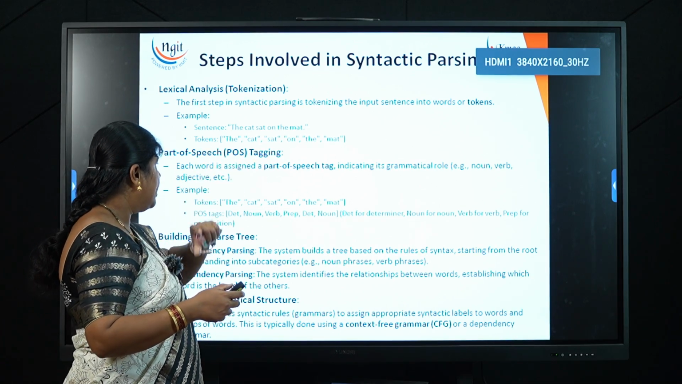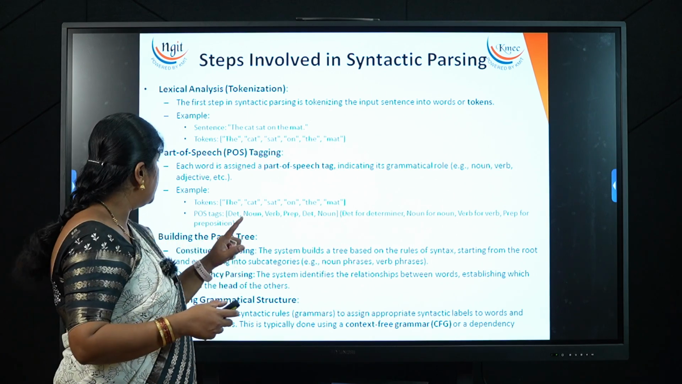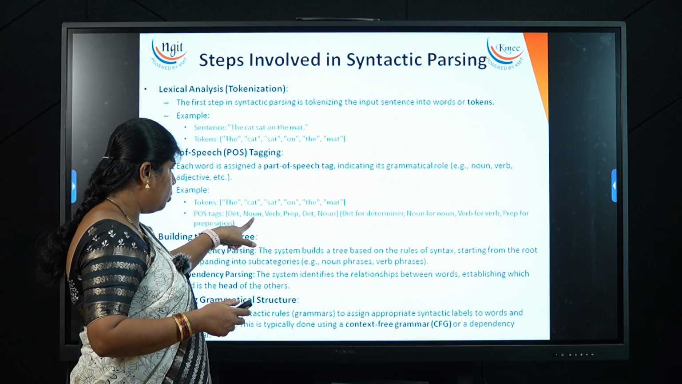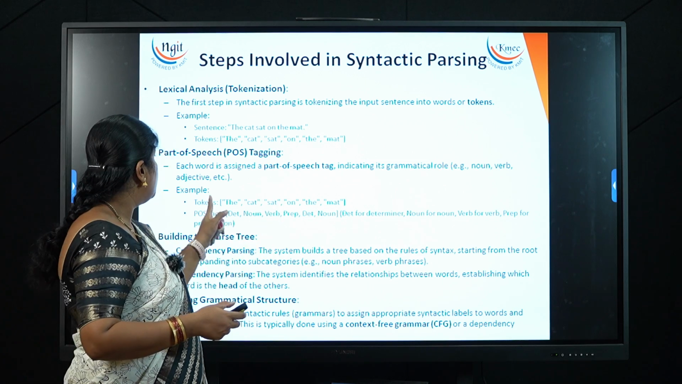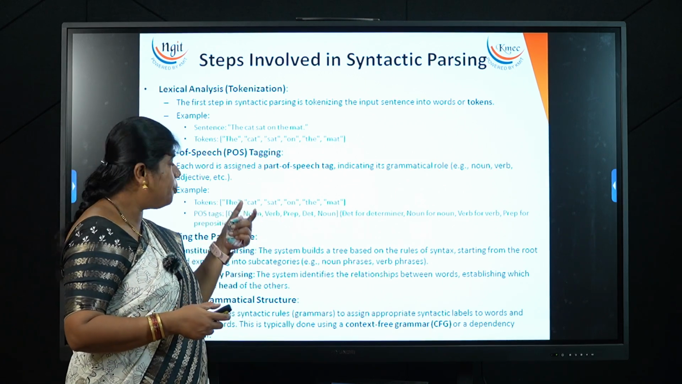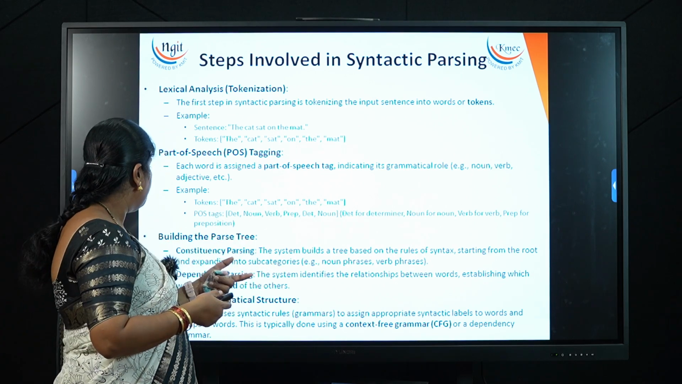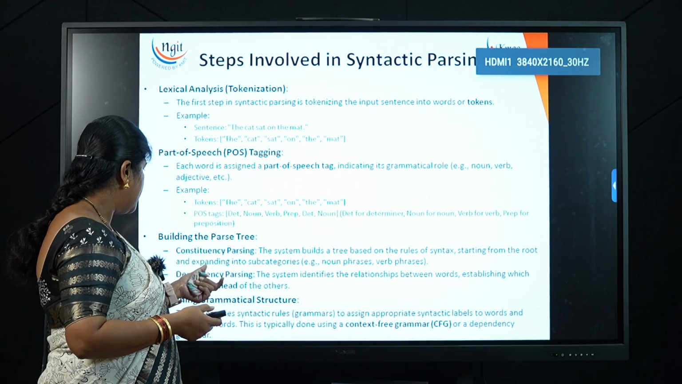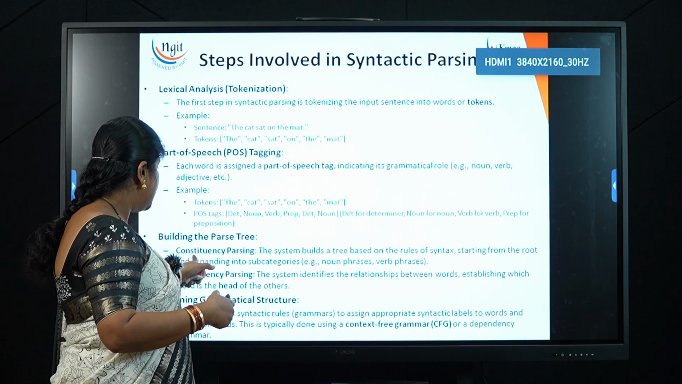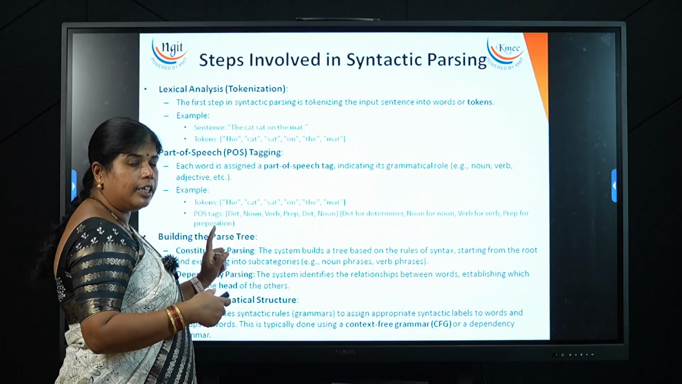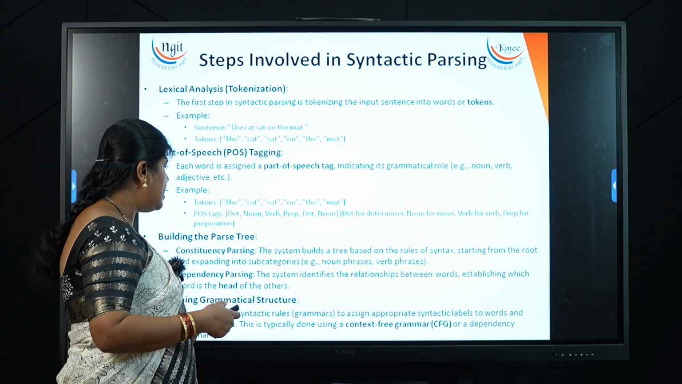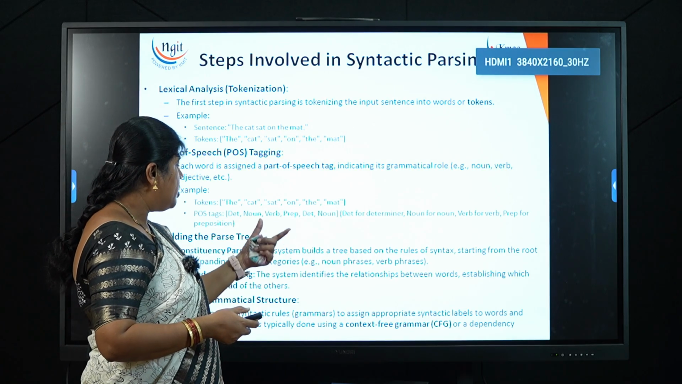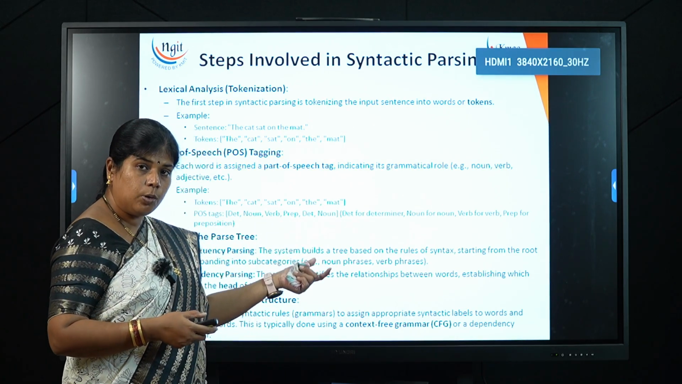Then each of these tokens will come under a specific part-of-speech category, and I assign it accordingly. Now, the is a determiner, cat is a noun, sat is a verb. Like this, you should divide your tokens into particular parts of speech. Then build the parse tree. While building the parse tree, I have to apply two techniques: one is constituency parsing and the second is dependency parsing. In constituency parsing, I go on building the tree based on what will come at the root level, then what will be the child nodes of this root.